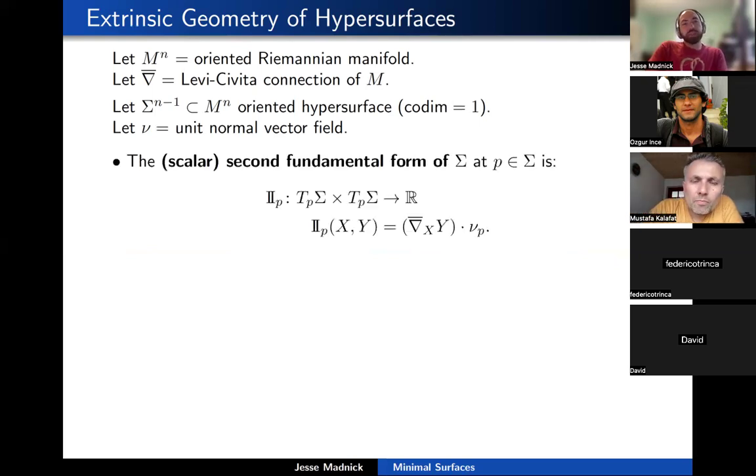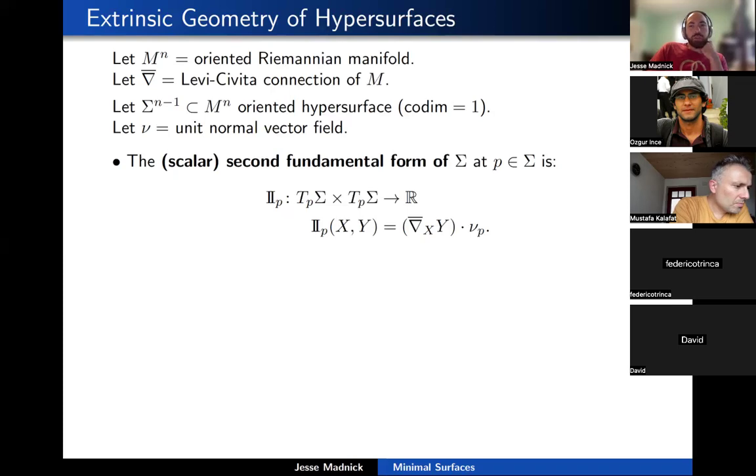The extrinsic geometry of the hypersurface is encoded by the second fundamental form. And last time we saw the second fundamental form, it was valued in the normal bundle. But now we're identifying the normal bundle with the trivial line bundle. We're going to do that pretty much throughout this talk. And in that case, the second fundamental form, instead of being normal bundle valued, you can think of it as R valued. And in this case, we call it the scalar second fundamental form. It's given by that formula there.